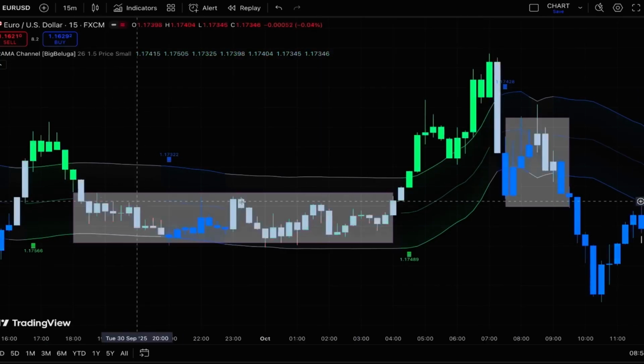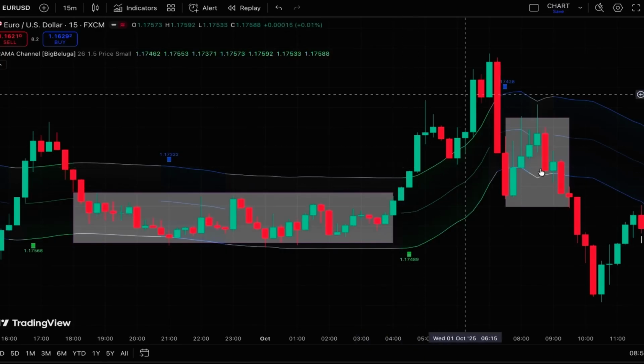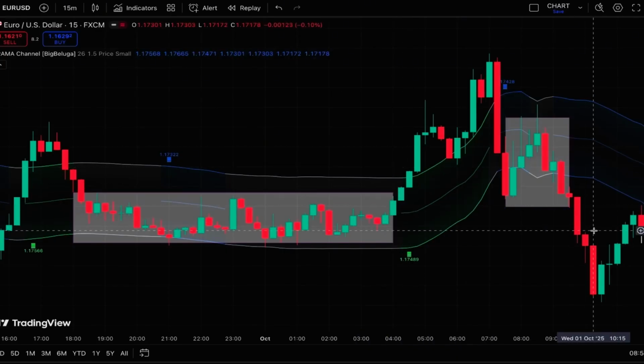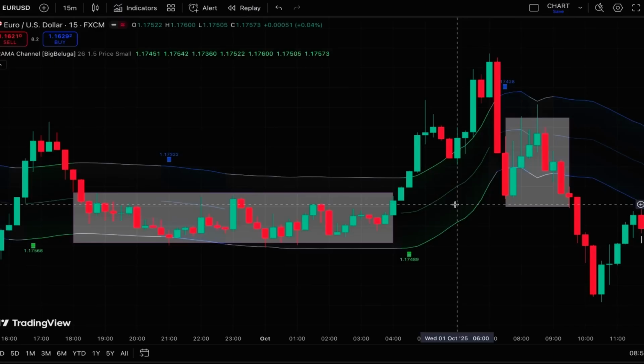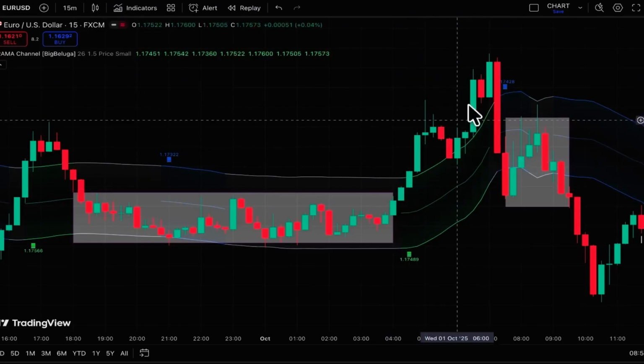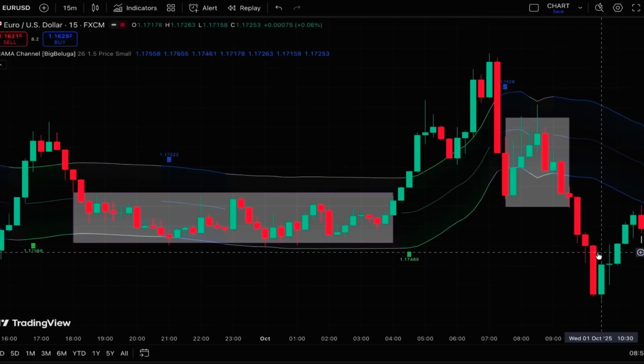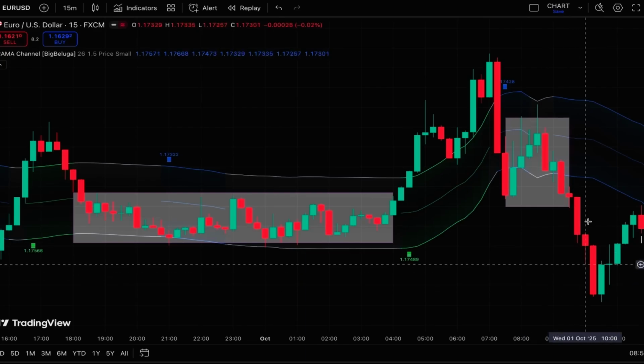When the price is inside the channel, the market is moving flat. And when the price is out of the channel, it tells us that the price is moving in that direction. If the price breaks above the channel, it shows advancing of the price. And if the price goes below the channel, it shows decline of the price.